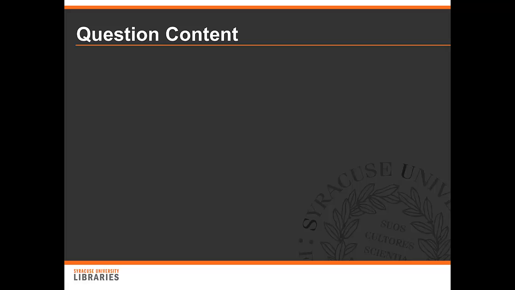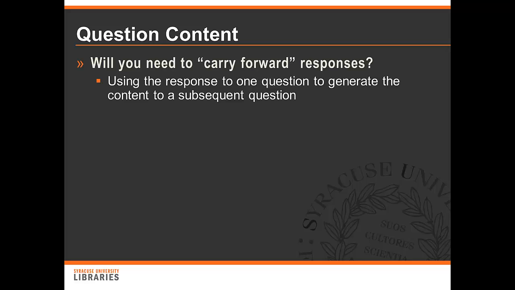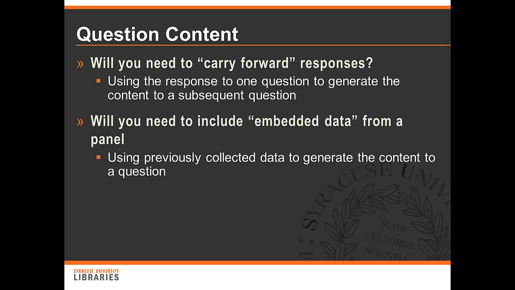Let's talk about some options related to question content. Qualtrics allows you to use the answer to one question to provide content for or manipulate the content of following questions. Using this option will require your questions to be in a certain order, which may impact your results. Qualtrics also allows you to create a list of respondents, called a panel, to which you can add extra data which will be included in the survey data file. This extra or embedded data can also be used to provide content to question text and possible responses.